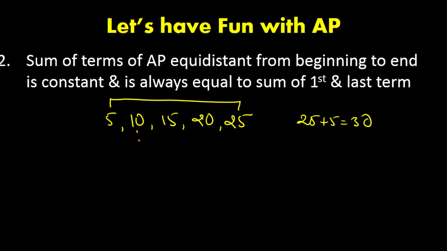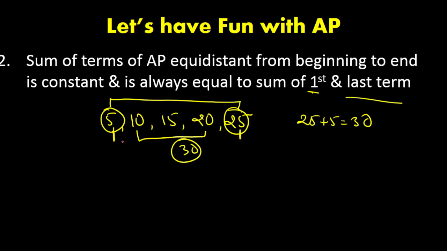Now addition of these two is what? 10 plus 20 is what? Again it is 30. Means what? The sum of terms equidistant from beginning and end is always same. Okay, is always equal to sum of first term and last term. Very good. So first term is 5 and last term is 25. So 5 plus 25 is 30. So if you have a long sequence, you will understand this. Okay, very good.